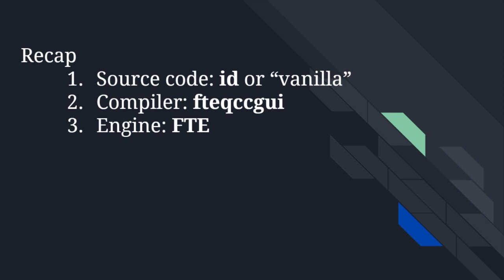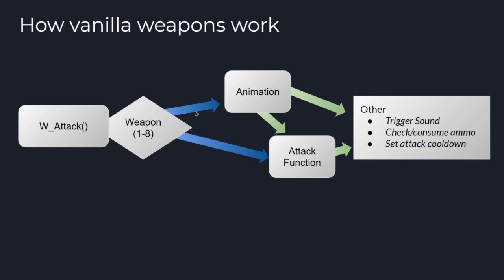Just last time I recapped how vanilla weapons work in the code. There is a central weapon attack method that is called constantly, basically. And from there, it says, okay, if you're attacking, what weapon do you have? And then that logic, based on each weapon, either triggers animation or attack function or both. And then they trigger each other. Usually it'll either trigger both or it'll trigger the animation, and then the animation will call the actual attack function. And then one of these two has to trigger the sound, check and consume ammo, and set the attack cooldown.